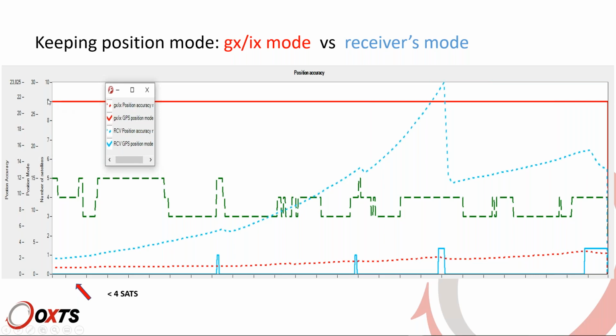During all of this time, IX mode is kicking in, and it guarantees IX-SPS mode, which is way better than going completely blind. And as a result, you can see that position accuracy stays at a decent level. We are around 1 meter in this case, whilst the position accuracy for the receiver drifts away up to more than 20 meters.